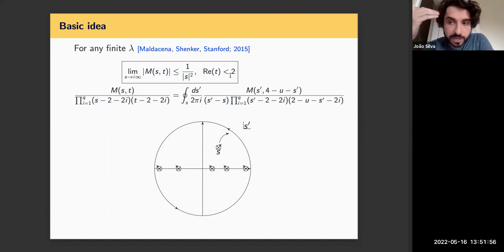But these stringy corrections cannot be random numbers. They must be numbers such that, after you sum and consider the Mellin amplitude at finite lambda, this bound is obeyed. And so this will place strong constraints on what these stringy corrections can be. This is the idea that we want to explore, and we'll explore it through a dispersion relation.